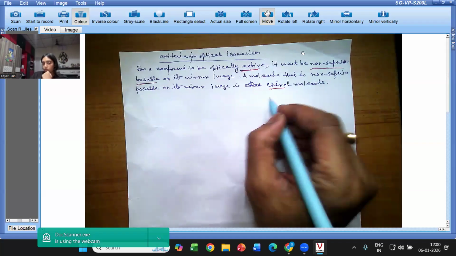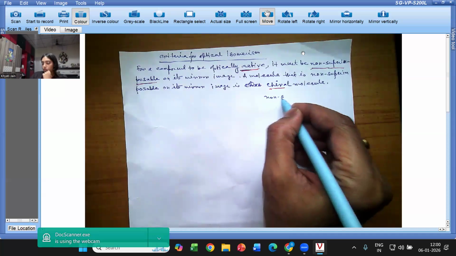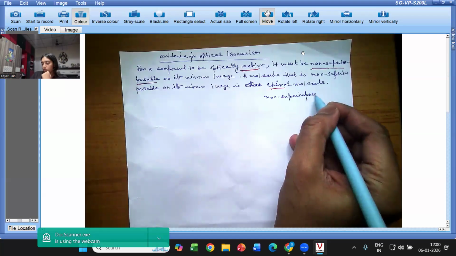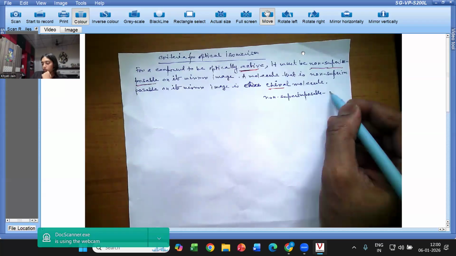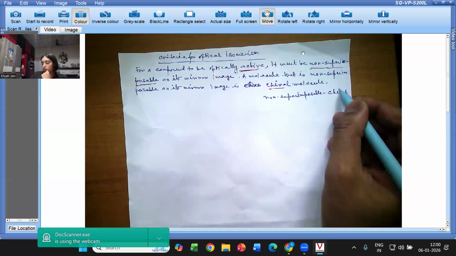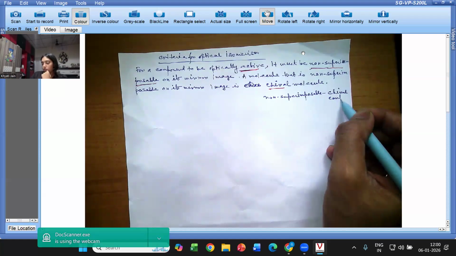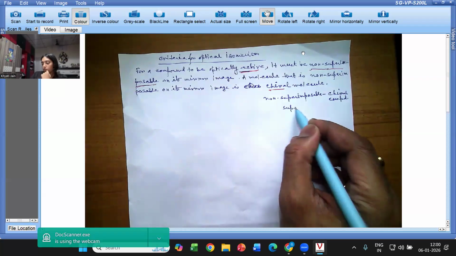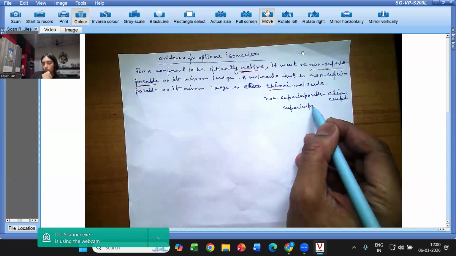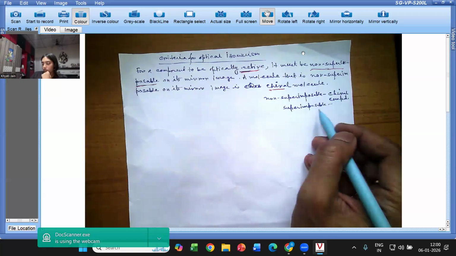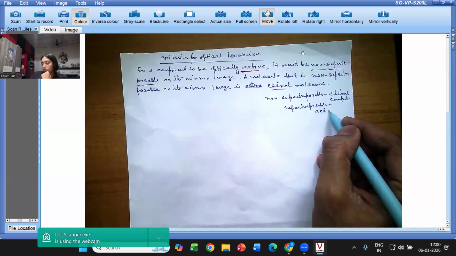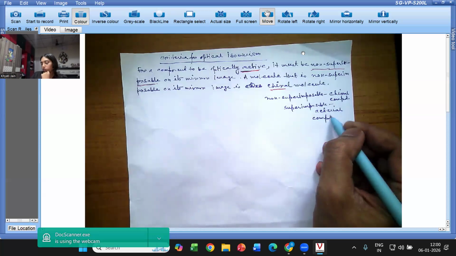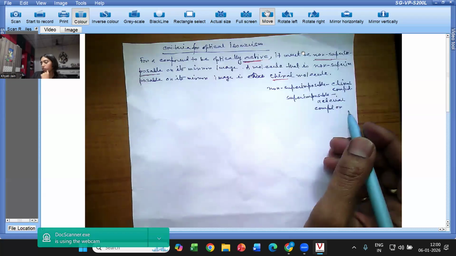So non-superimposable, note down this. Non-superimposable will be chiral compounds, right? You understood the meaning of compound, but only superimposable will be achiral compound or optically inactive.